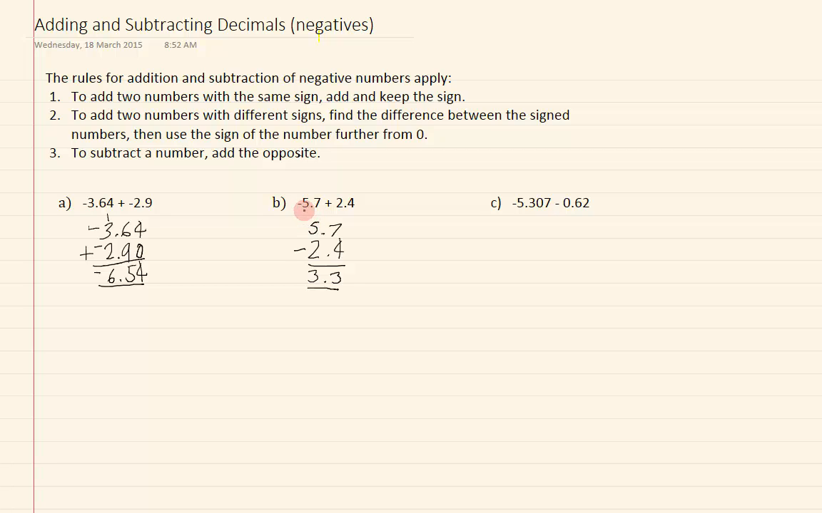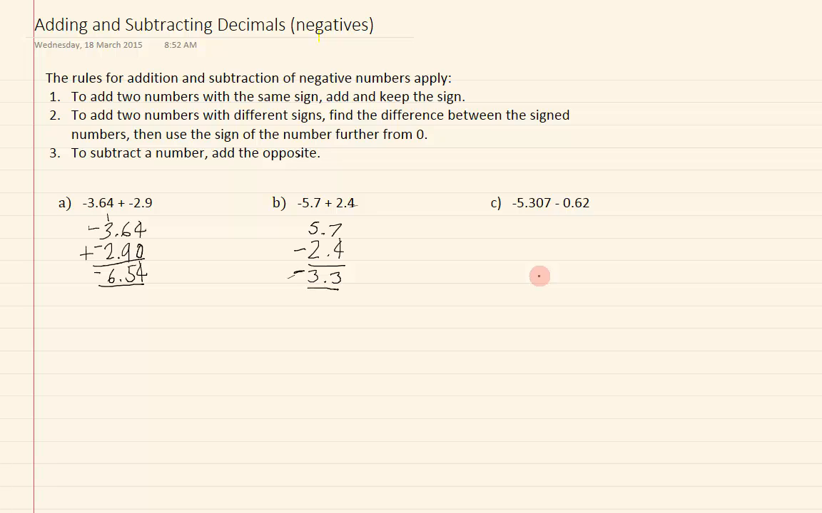So let's just look at it. 5.7, okay, and we've got 2.4. Now 5.7, positive or negative, is further away from 0 than 2.4, positive or negative. Okay, so the number which is the furthest from 0 is 5.7. So we're going to keep the sign of 5.7, which is negative, and that's what we use for our answer there. Now let's look at the third rule.